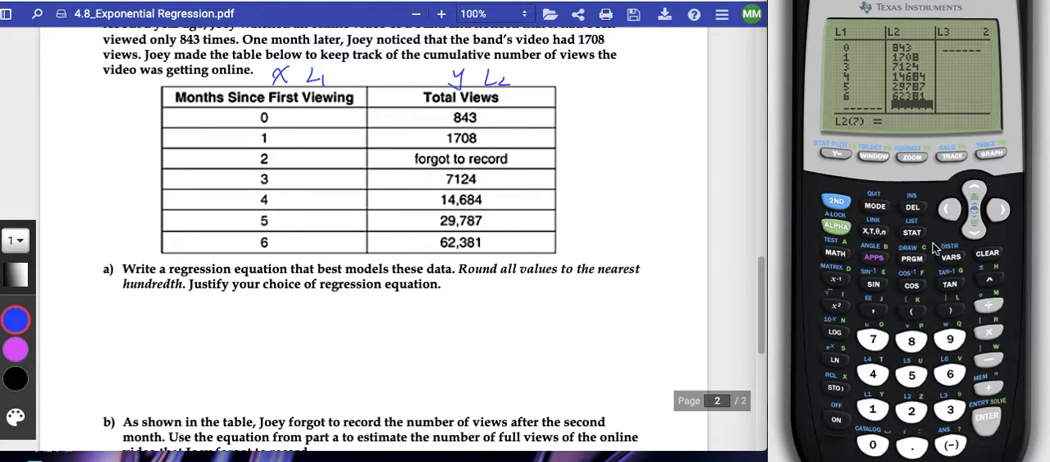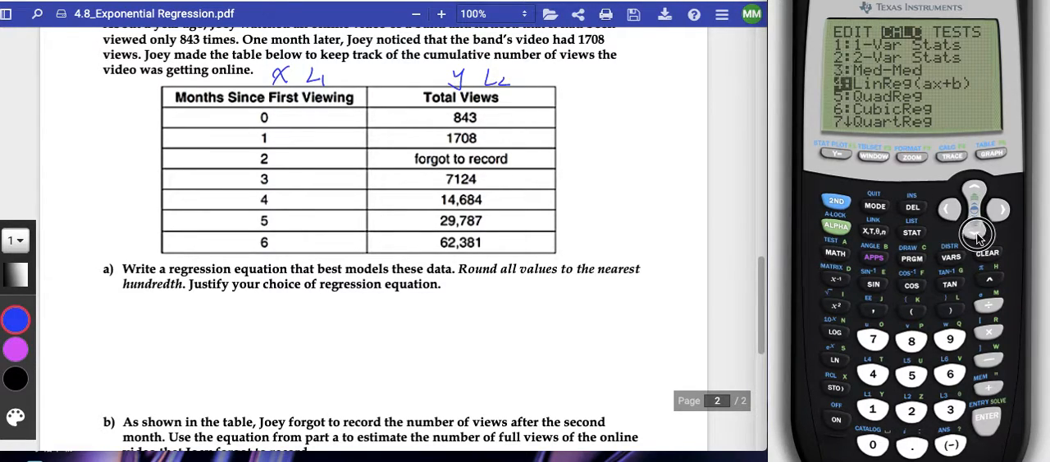Next, we are going to tell the calculator to do some calculation. Okay, so now I need a calculation. So see, the first tab is called edit. Now I'm going to use the arrow to move this one to calc. And then next I'm going to look for which one is my exponential regression. So keep moving until you see this called ExpReg, which represents exponential regression. So keep moving until you see this, click enter.